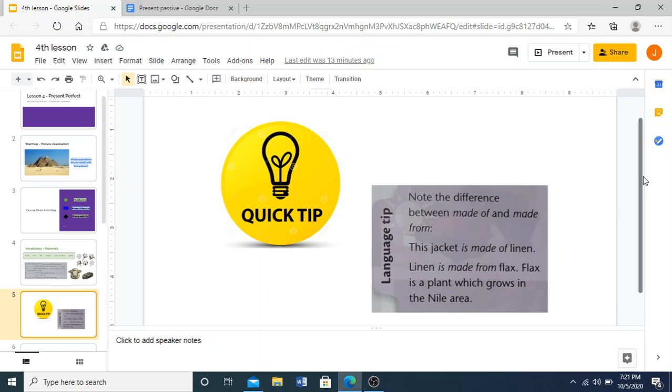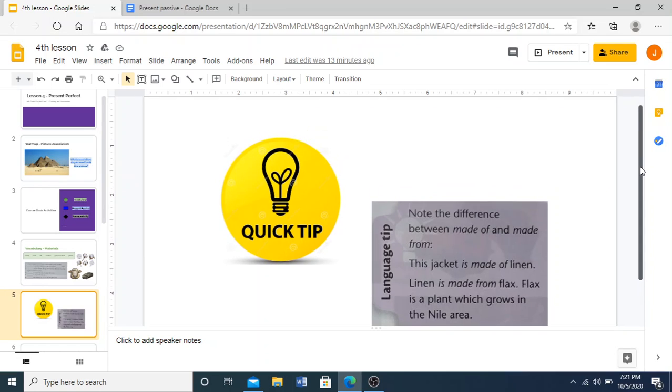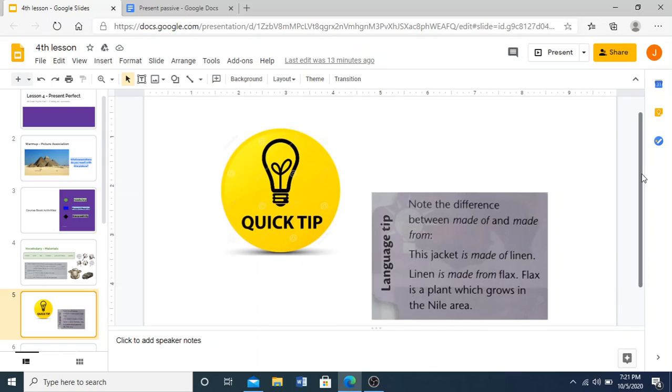Now let's go to the thing we have to do today, which is talking about the present passive. Now, look at these sentences. The jacket is made of linen. And here, linen is made from flax. The jacket is made from linen and linen is made from flax. Flax is a plant which grows in the Nile area.